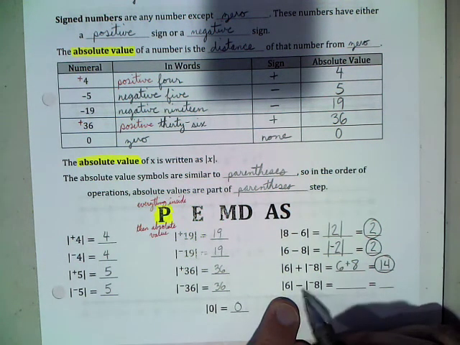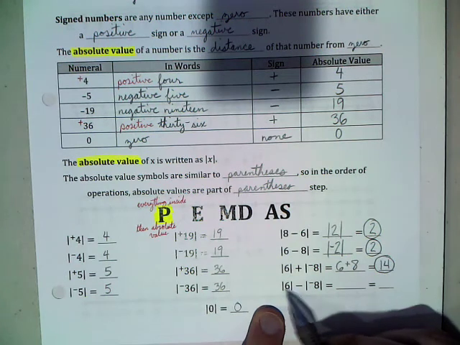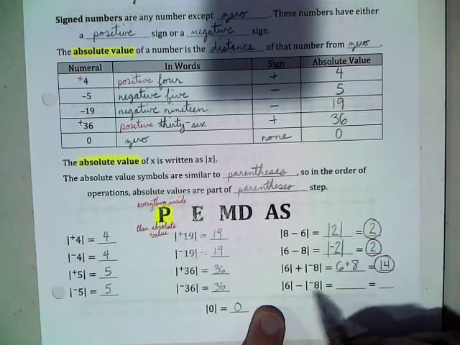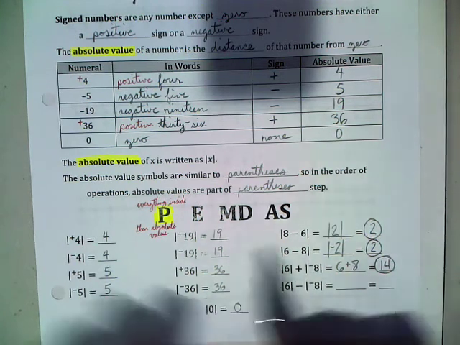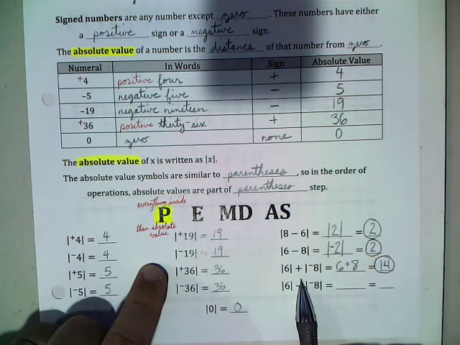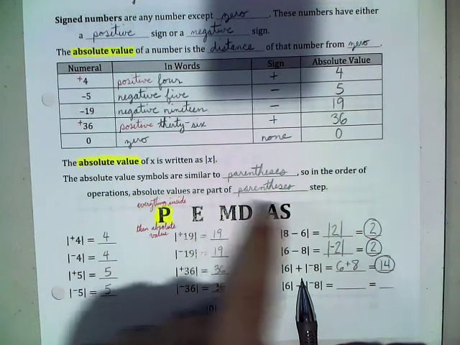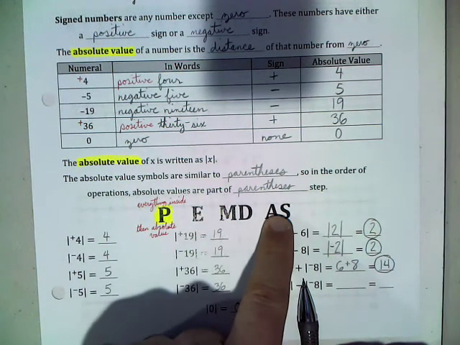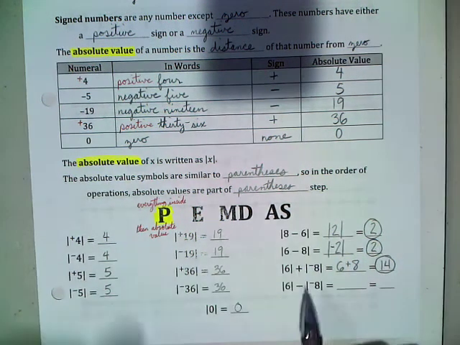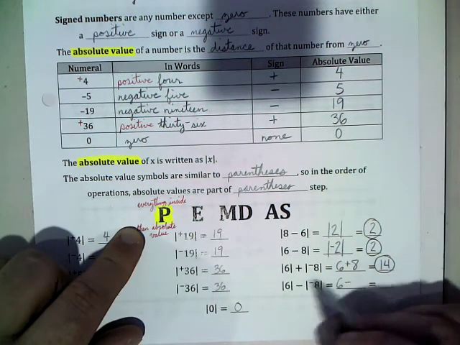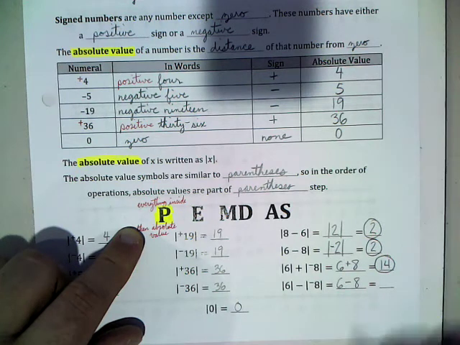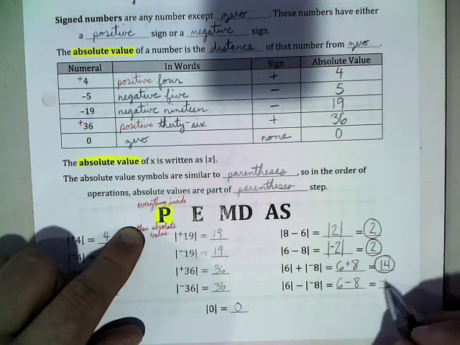Next one, same deal. This is a pair of absolute values, nothing to do inside of them. This is a pair of absolute values, nothing to do inside of them. So I'll do each absolute value, then the subtraction. So since the addition here and the subtraction here were not inside, then they're part of this step down here. So absolute value of 6 is 6, minus the absolute value of negative 8 is 8, and 6 minus 8 is negative 2.